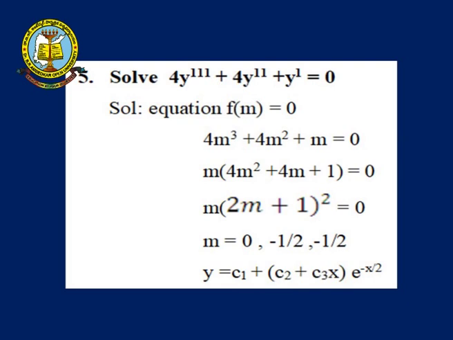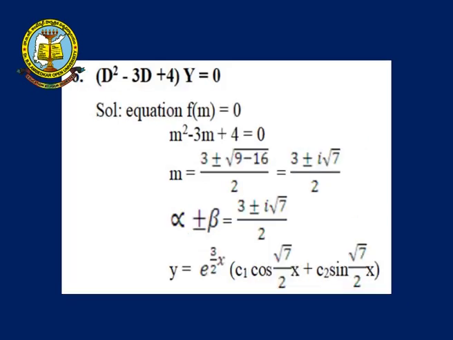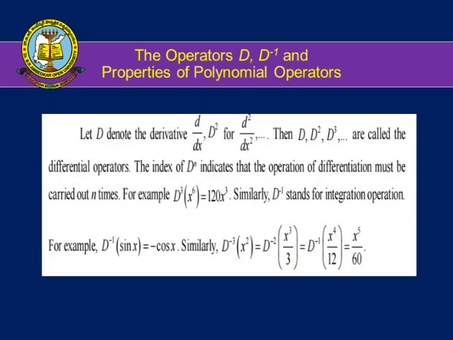This is another solution. Here, if we get complex roots, as in example 6, it is e^(-3x/2) [c1 cos(√7 x/2) + c2 sin(√7 x/2)]. Now the operator forms: D and D inverse.